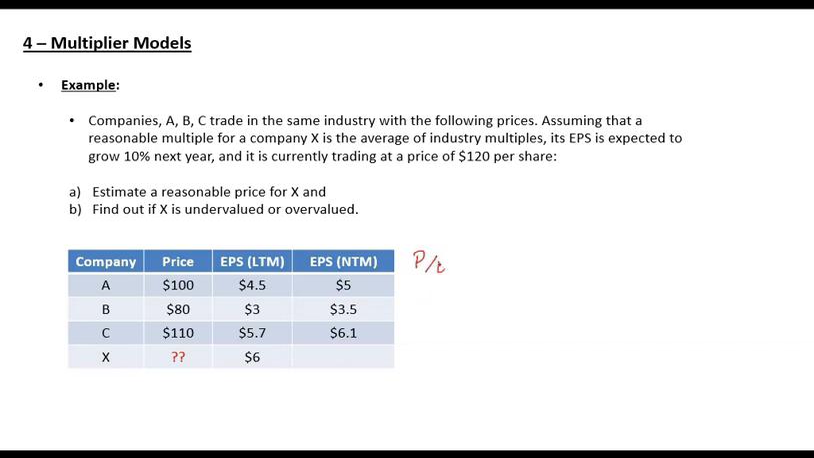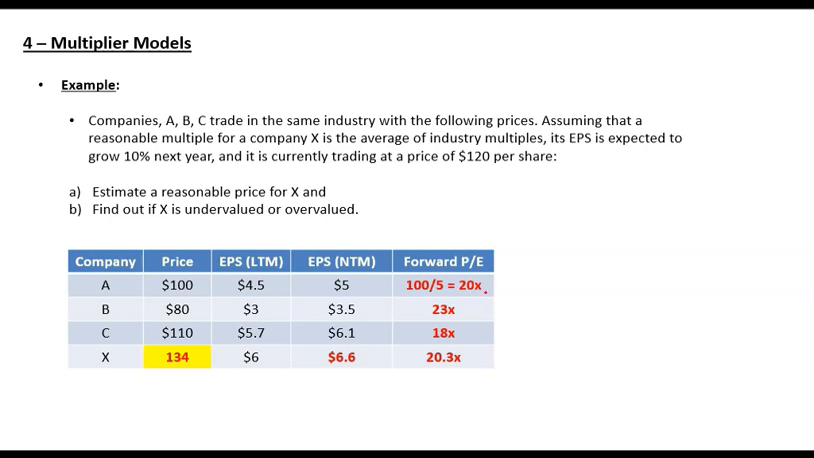So first you will calculate PE. Forward PE would be price divided by forward EPS, next 12 month EPS. So 100 divided by 5, which is 20. Then 80 divided by, so 4.5 is last 12 months. So what we discussed is that you can use this as well, but whenever you have forward data available, it is better to use forward multiple. Why? Because forward multiple is reflective of the future. So you will calculate individual forward PEs, it is 20, 23, 18. You take the average, which is 20.3.